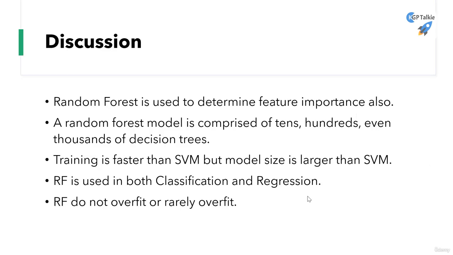Perfect. The random forest algorithm is used to determine feature importance as well. It is not only used in classification, but also in regression. A random forest model is comprised of tens, hundreds, even thousands of decision trees. Training is faster than the SVM, but the model size is larger than the SVM. Random forest is used in both classification and regression, and there is a rare chance that your random forest algorithm might overfit. Alright, perfect.